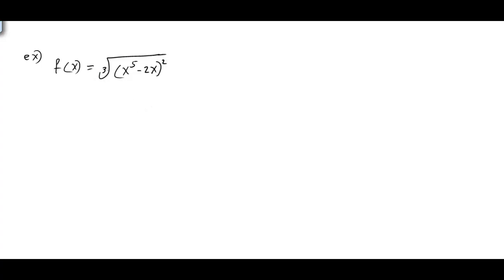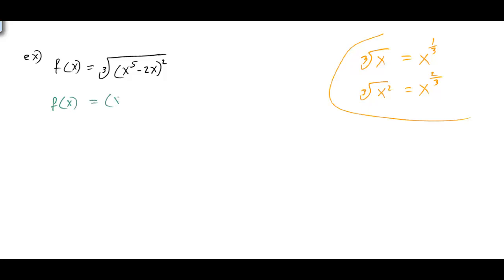Well, if you recall, how can we rewrite this cube root? If we have the cube root of x, we know that we can write that as x to the 1/3 power. And here, for this example, we actually have the cube root of, let's say, x squared. We could write that as x to the 2/3 power. So if we apply that over here, we could write this as x to the 5th minus 2x raised to the 2/3 power.